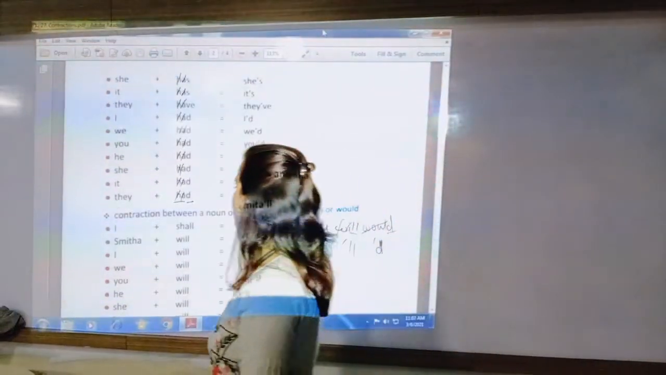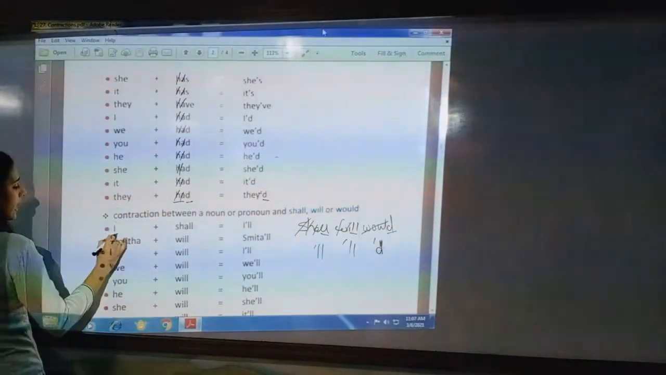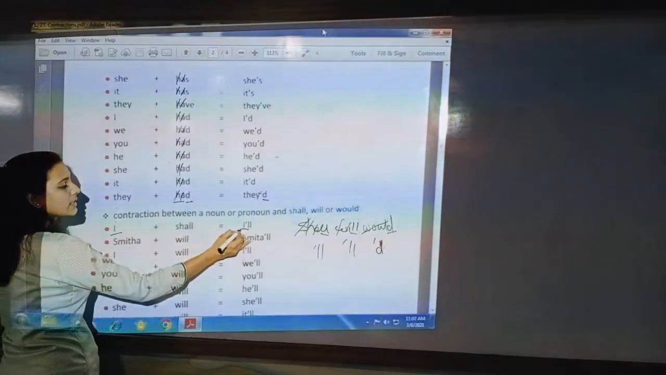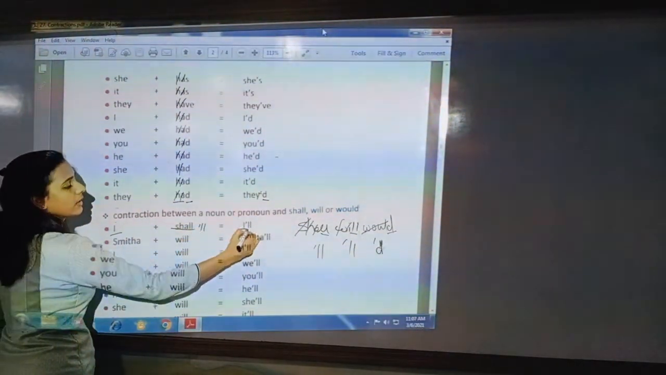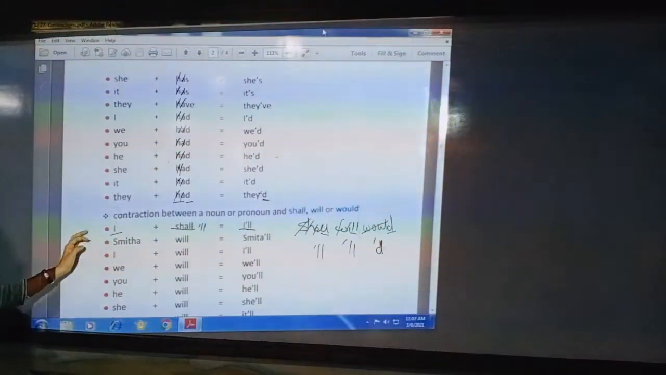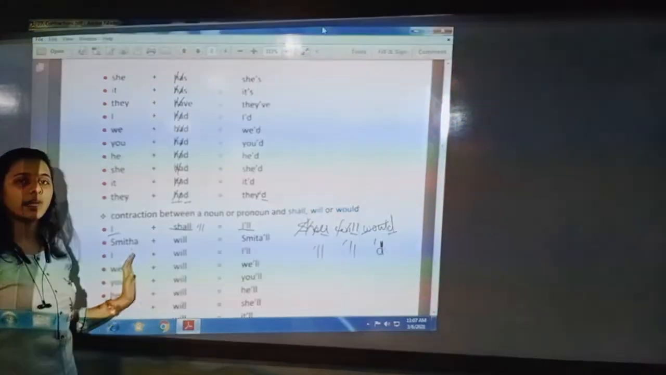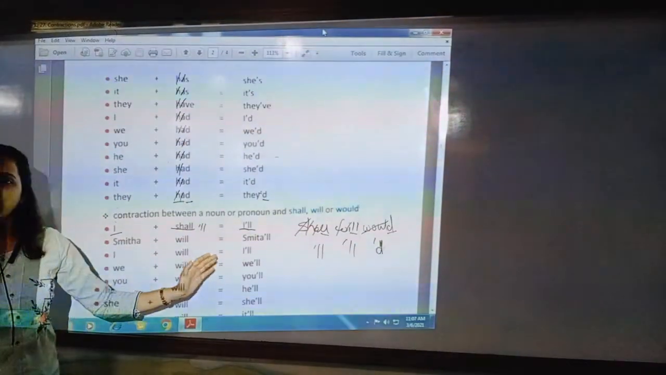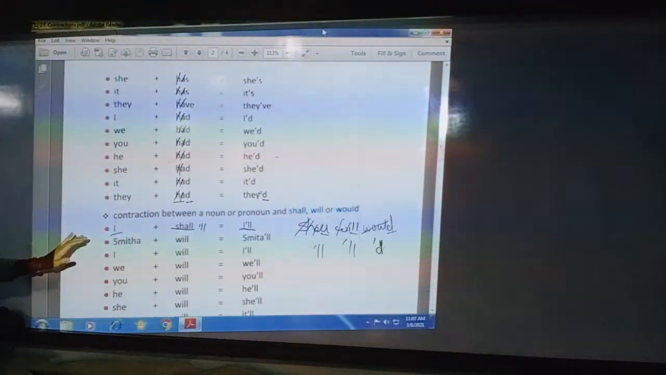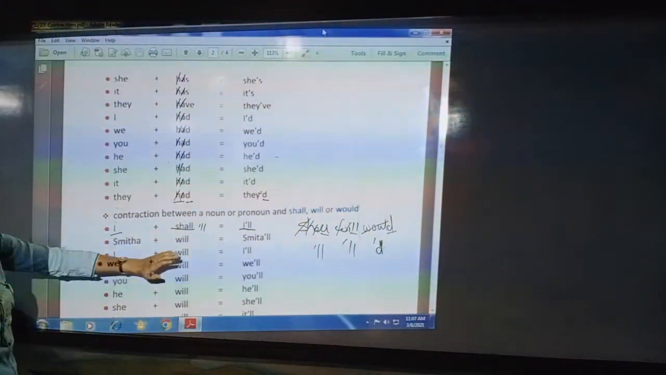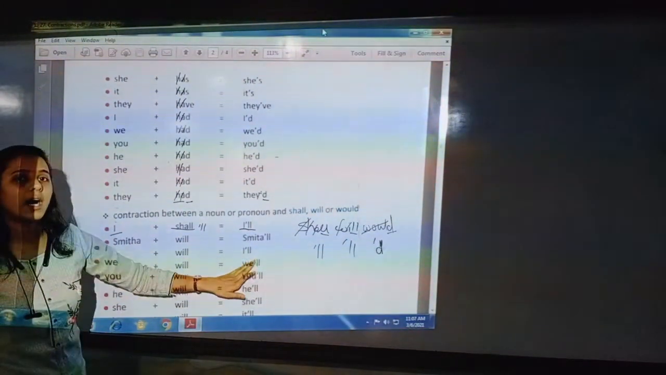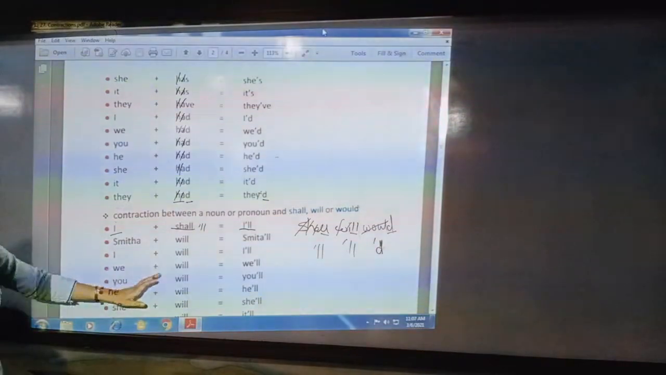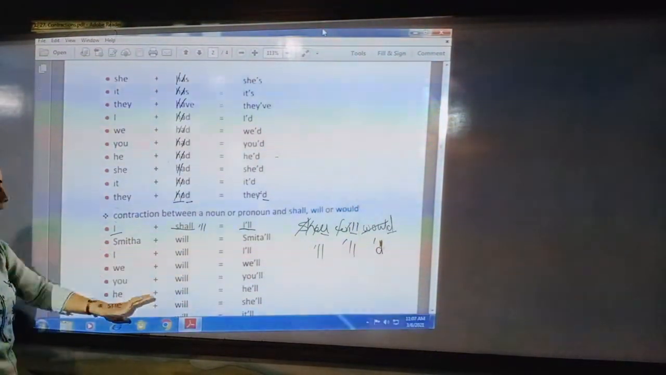Let us see the examples now. I will be as it is. Shall will be apostrophe double L. It will become I apostrophe double L, I'll. Smita will become Smita'll. I will, I'll. We will, we'll.